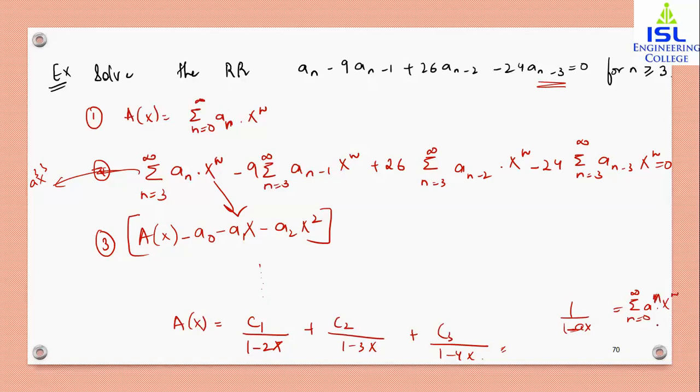Okay, don't get confused with this. Here we are using a power n. Here we have an, a naught, a1, a2. So these are two different things that we are using.